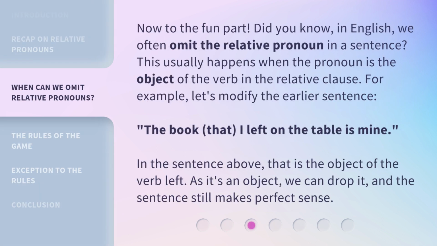Now to the fun part. Did you know, in English, we often omit the relative pronoun in a sentence? This usually happens when the pronoun is the object of the verb in the relative clause.